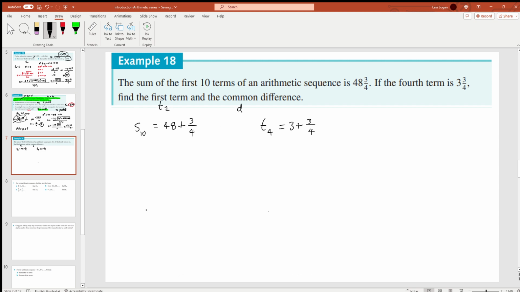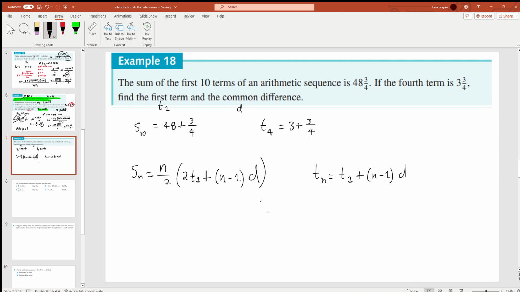Okay, so let's see what we have straight away. Let's write out both formulas. S of n, your sum, is n over 2 times twice the first term plus n minus 1 times d. That's your formula for a sum up until n. And then we've got our normal arithmetic sequence formula: T of 1 plus n minus 1 times d.